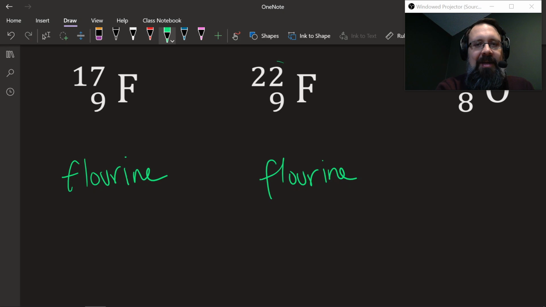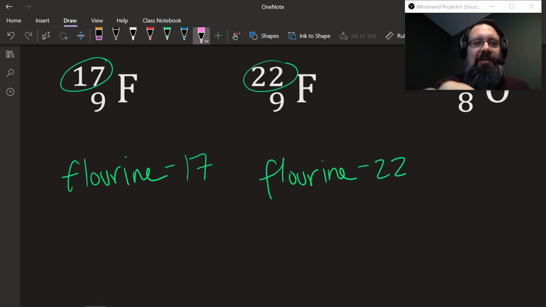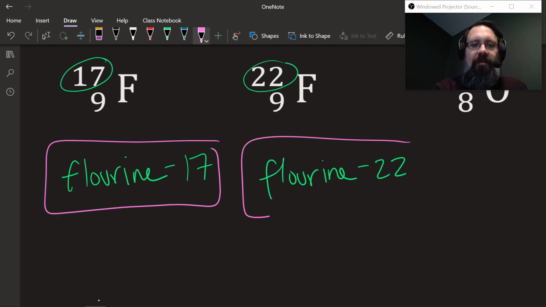Well, this fluorine has 22 as its mass number, and this fluorine has 17. We have to show that these are not both just fluorine. We have to show that they're a nuclide, that they have a distinct number of protons and neutrons. And so the way you do that is you just put a dash and then write a 17 afterwards. Dash and 22. So these are called isotopes of fluorine. This is fluorine-17, and this is fluorine-22.